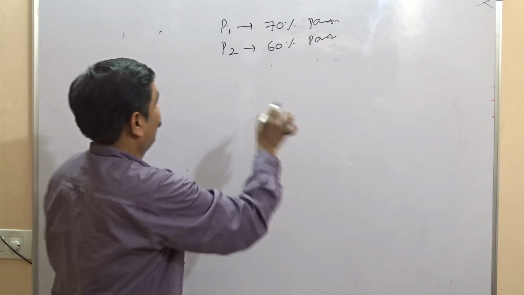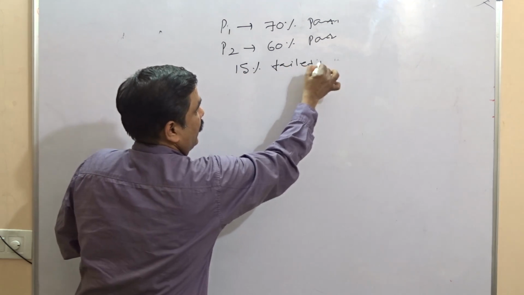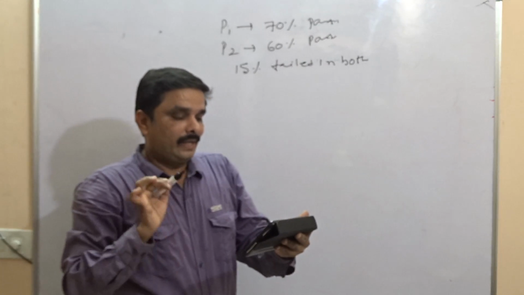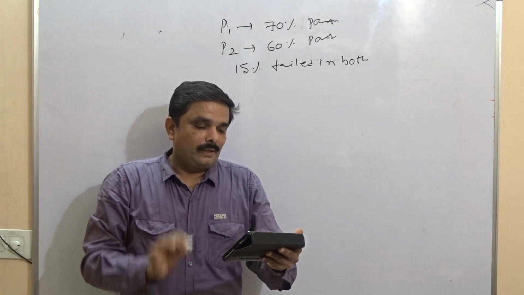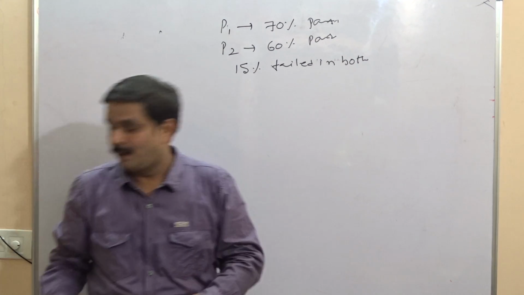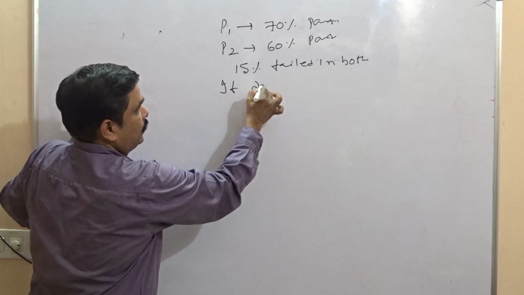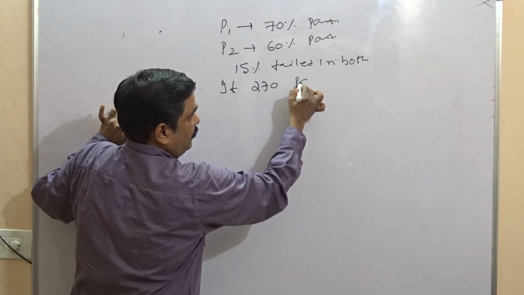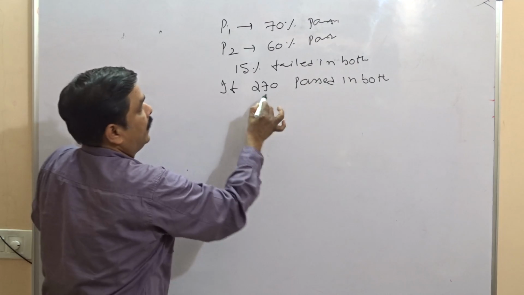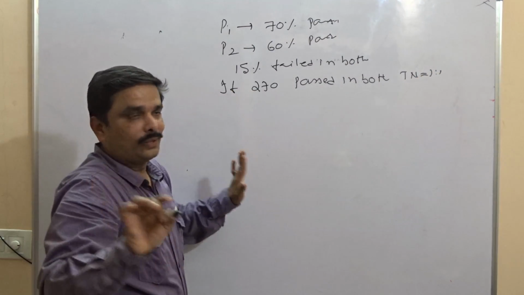Now you see, 15% failed in both. And the other information they have given: 270 students passed in both the papers. Then the final question they have asked is, if 270 students passed in both, what is the total number of students? I just read out the question for you.